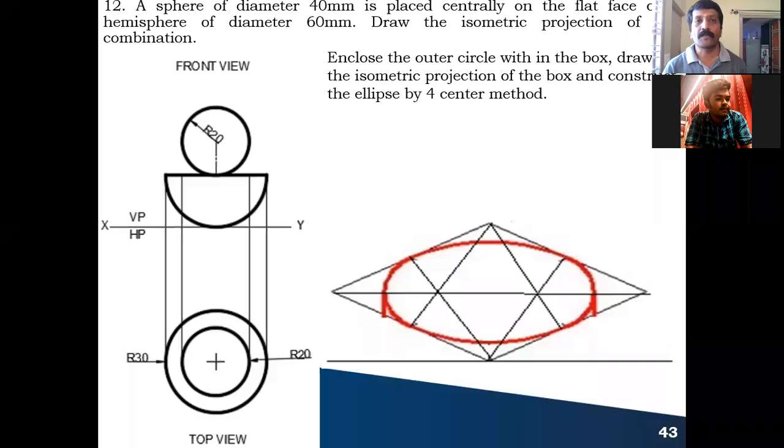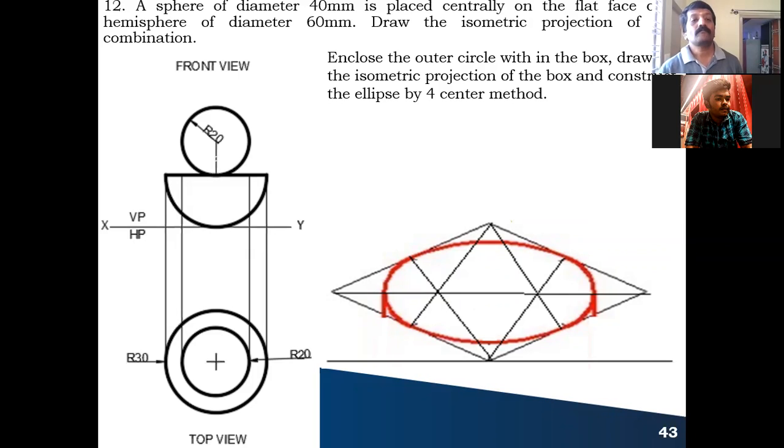And coming to your sphere also, when you see from the top, it looks like a circle only. Sphere, in whichever angle you see it, looks like a circle only. Then with the same center, you take 20 millimeter as the radius and draw one more circle. So this completes your top view.